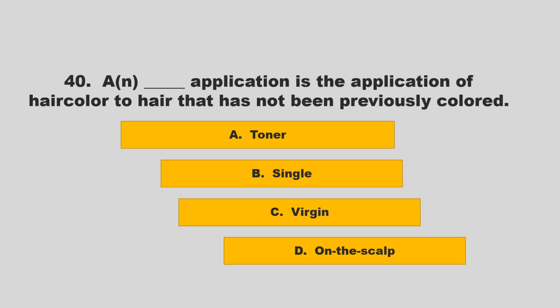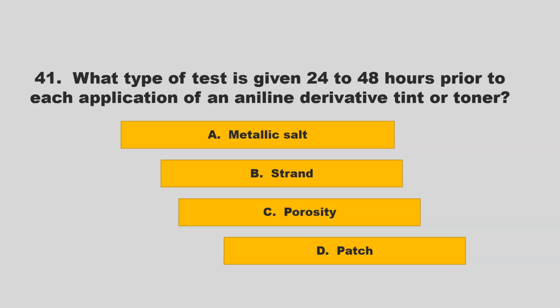A blank application is the application of hair color to hair that has not been previously colored. Is it toner, single, virgin, on the scalp? If you chose C, virgin, you are correct.